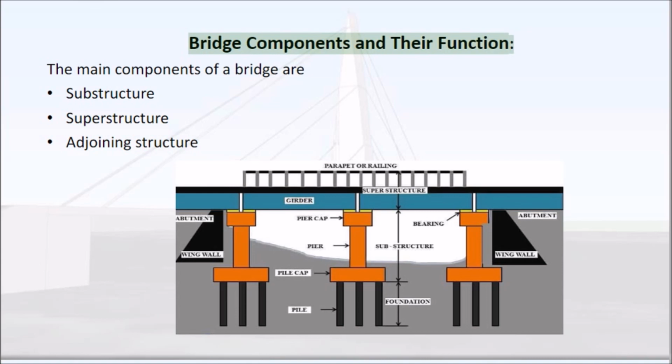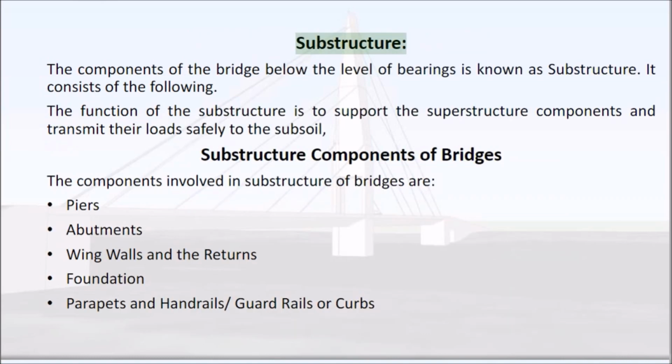Bridge components and their function. The main components of a bridge are substructure, superstructure, and adjoining structure. Substructure. The components of the bridge below the level of bearings are known as substructure. It consists of the following. The function of the substructure is to support the superstructure components and transmit their loads safely to the subsoil.